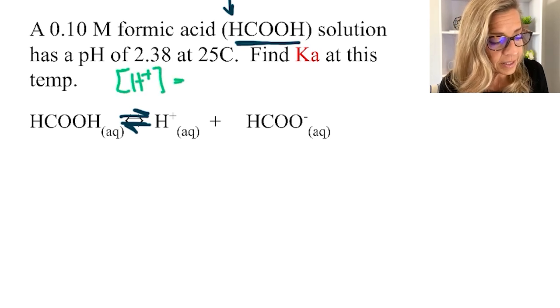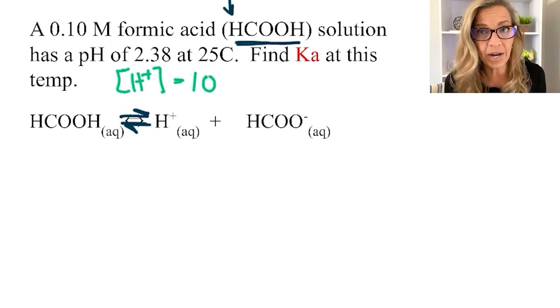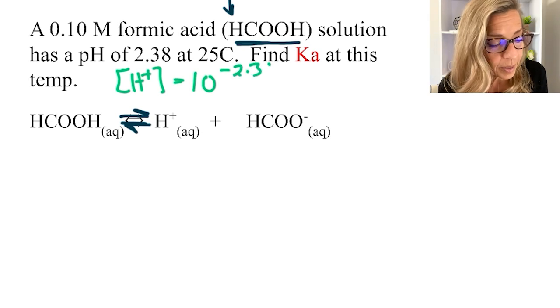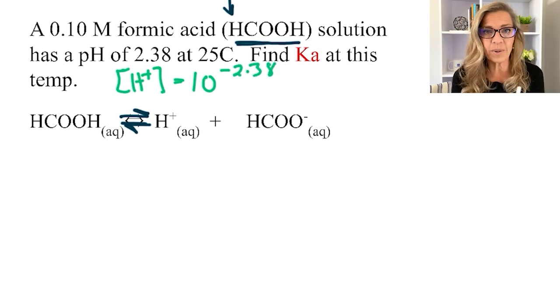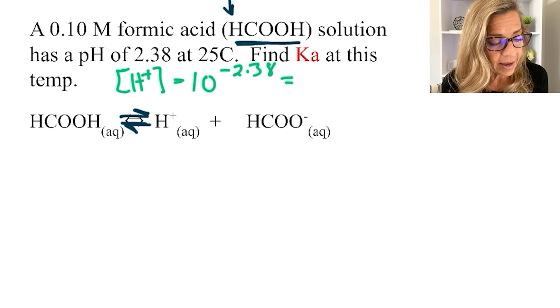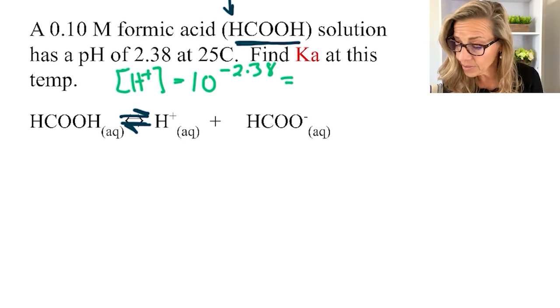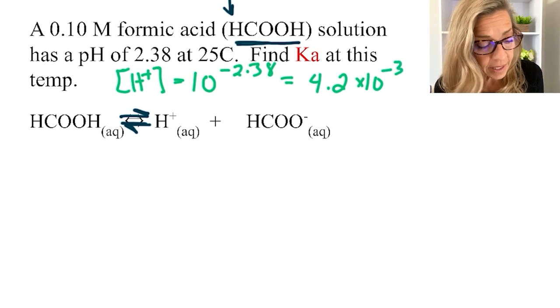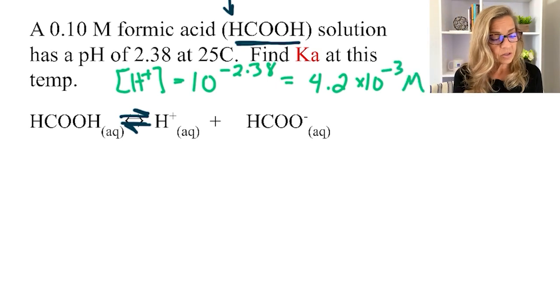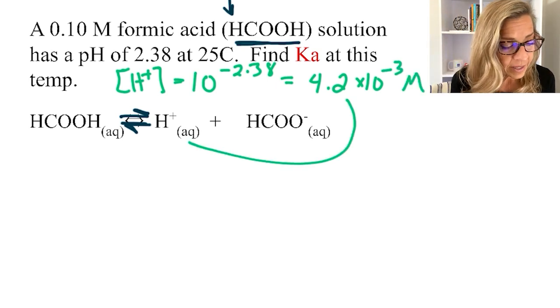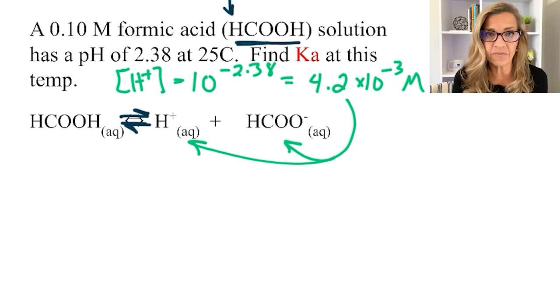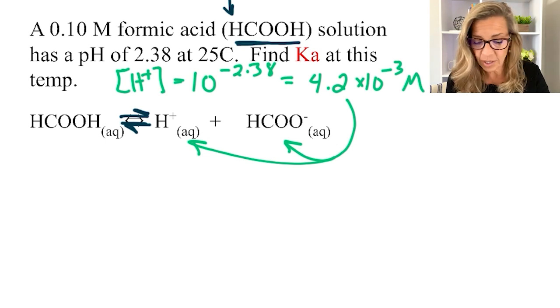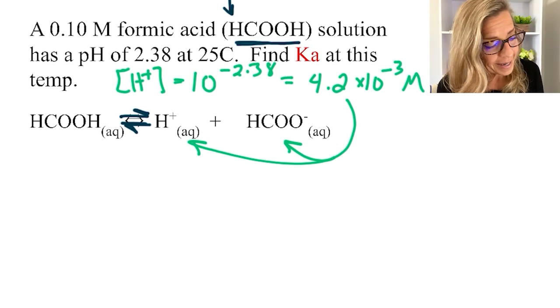So our H plus concentration is 10 raised to the negative 2.38, and you're going to use the little caret button in your calculator, and let's get that value. That would be 4.2 times 10 to the negative 3rd molar. So that's our H plus concentration. So that is that, and it's also actually the back end of the acid, the rest of the acid as well.